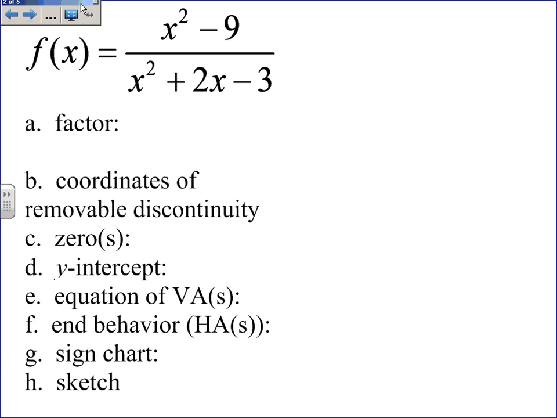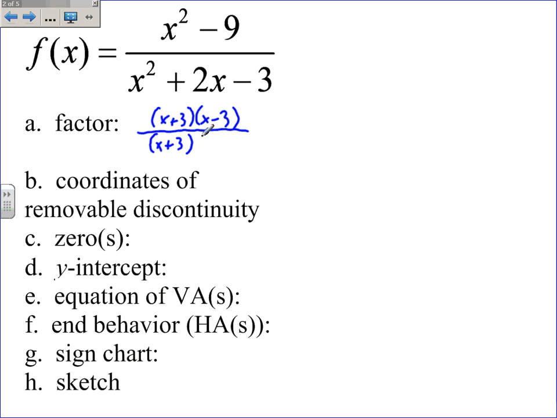So if we have f of x equals x squared minus x over x squared plus 2x minus 3, the first thing we need to do is factor it. So if I factor this numerator, this is going to be x plus 3, x minus 3. If I factor the denominator, we have to think about two numbers that multiply to negative 3 and add up to 2. That's going to be x plus 3, x minus 1, because 3 times negative 1 is negative 3, and if I add them, I get 2. All right, so f of x equals, here's our new equation.